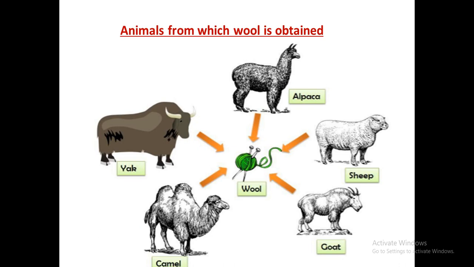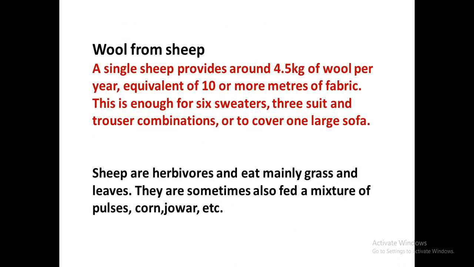Now children, these are some animals from which wool is obtained. You will see sheep, goat, camel, yak and alpaca, which also belongs to the camel family. So we will start with wool from the sheep. A single sheep provides around 4.5 kg of wool per year, which is equivalent to 10 or more meters of fabric.